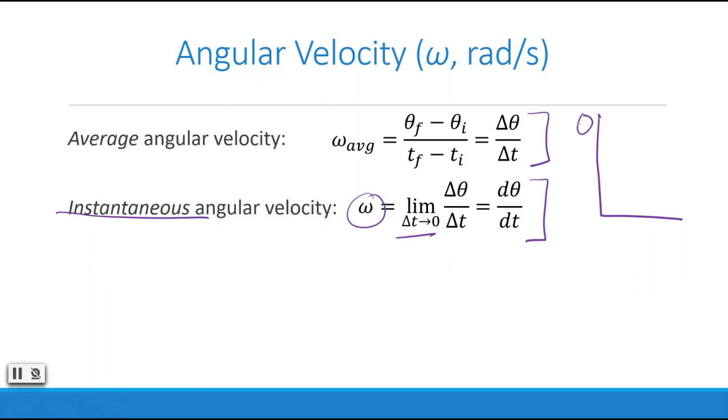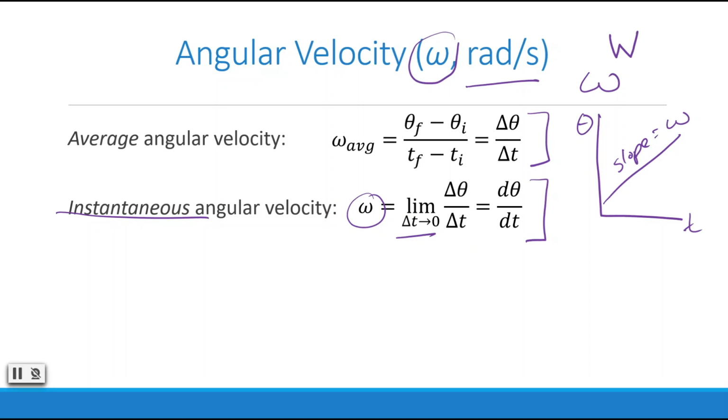If you were to have a graph of theta versus time, the slope of this graph would be the Greek letter omega. Omega is this curly W. It is not a W like this. It's a little curly W. It looks kind of like a butt.